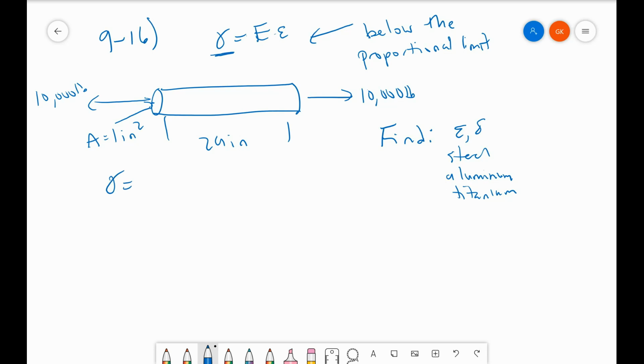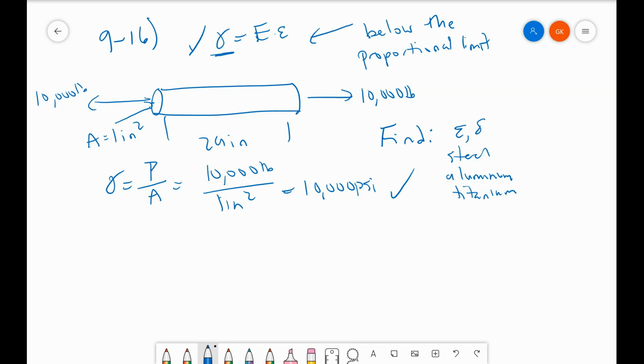Remember that stress is equal to our load over the area. So it'll be equal to 10,000 pounds over the area, which will be 1 inch squared, which means it's simply 10,000 psi. Now if we look back, the proportional limit was 34,000 psi for aluminum and steel and 125,000 psi for titanium, so this checks out. We are in that nice linear region where Hooke's law still applies. So we can use Hooke's law. Everything's good.